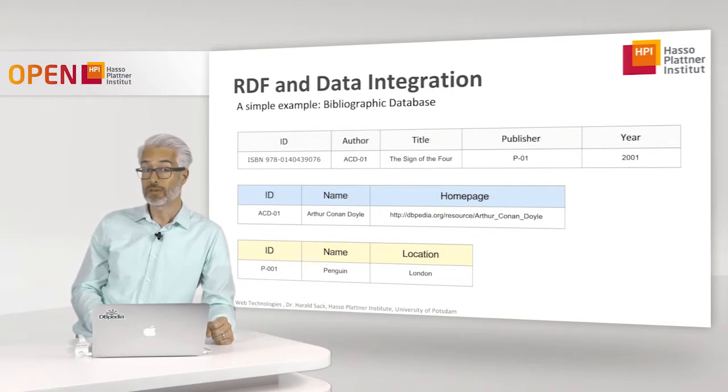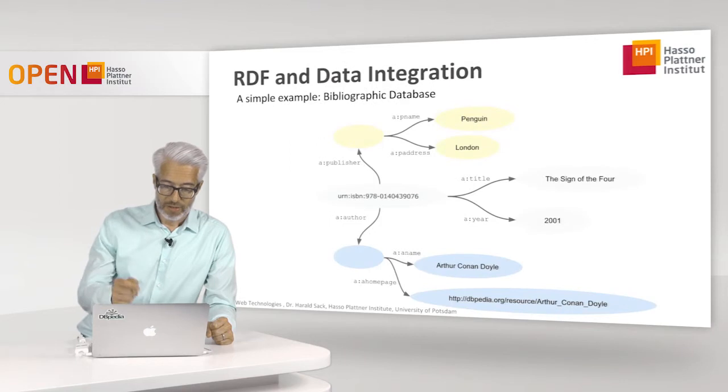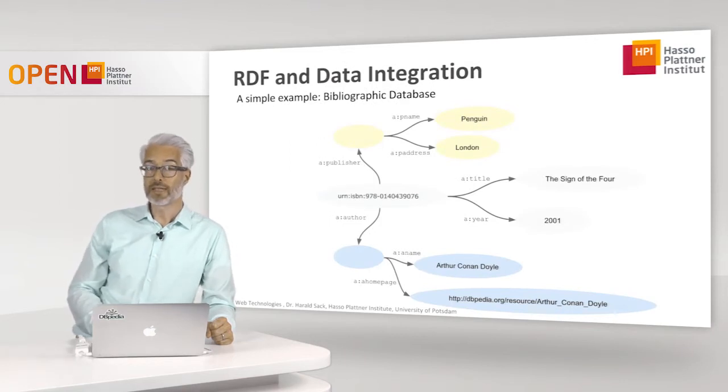But you should also know that, for example, the ISBN number also is a URI, and it can be encoded in a URI schema. Here it's a so-called Unified Resource Name, which follows the ISBN schema. So we use this as a URI to identify this book, The Sign of the 4. And then you can straightforwardly translate these tables into an RDF graph.